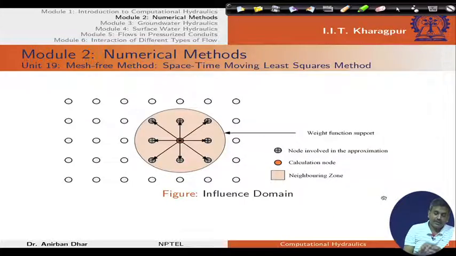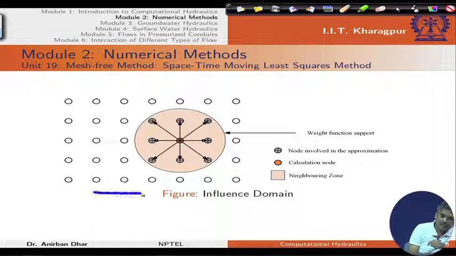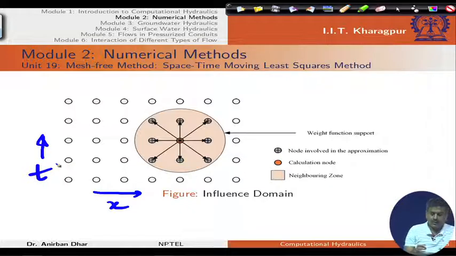Then we have discussed the space time moving least squares. In space time moving least squares we use this x domain, this was the t domain. So, for any space time domain problem we have considered both points in the spatial domain and the temporal domain.